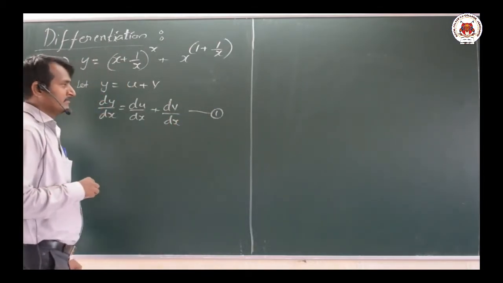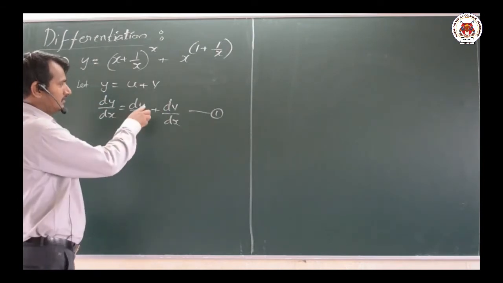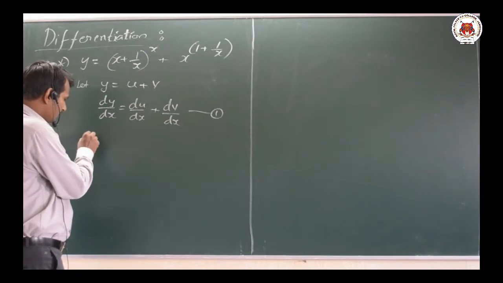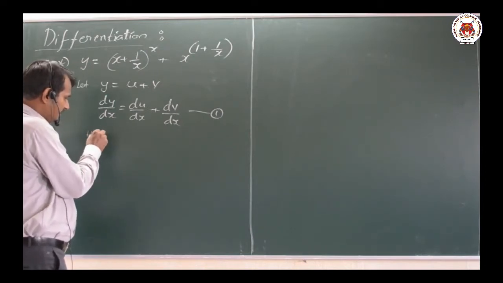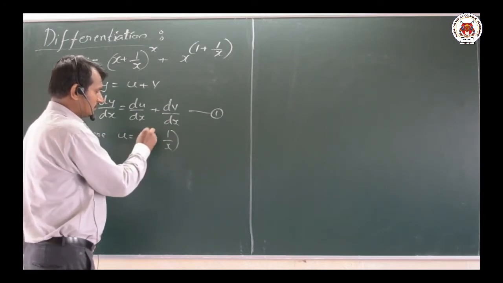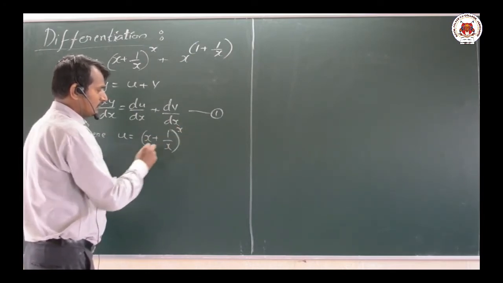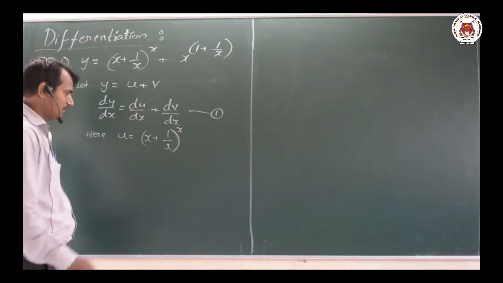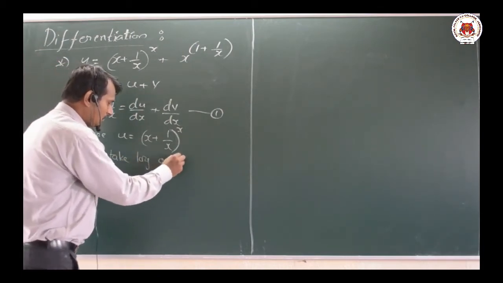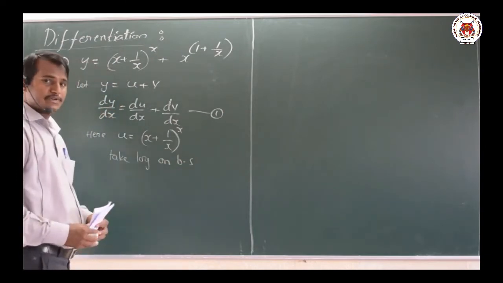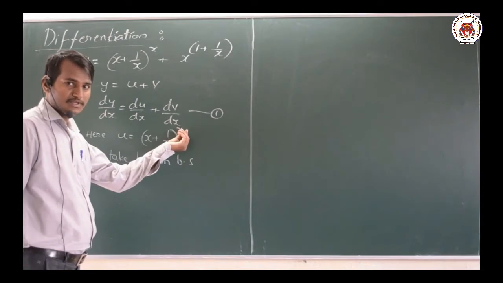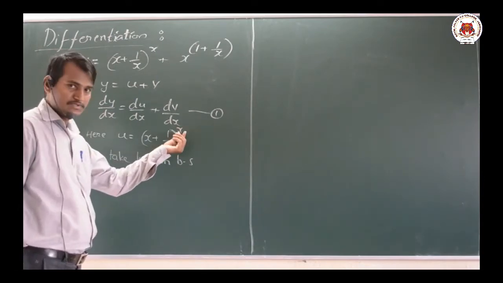Next part is, now here du by dx plus dv by dx. Next part is here, u is equal to x plus 1 by x to the power of x. U is equal to x plus 1 by x whole to the power of x. Now take log on both sides. Dear students, we can observe here it is f of x to the power of g of x. F of x to the power of g of x we have.